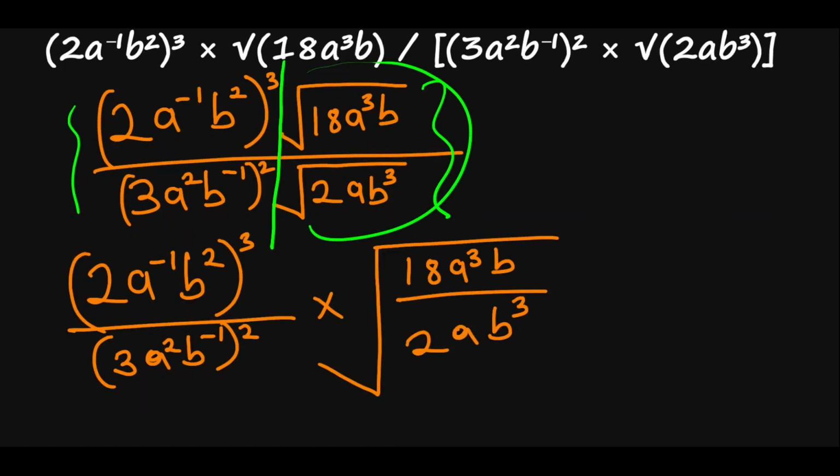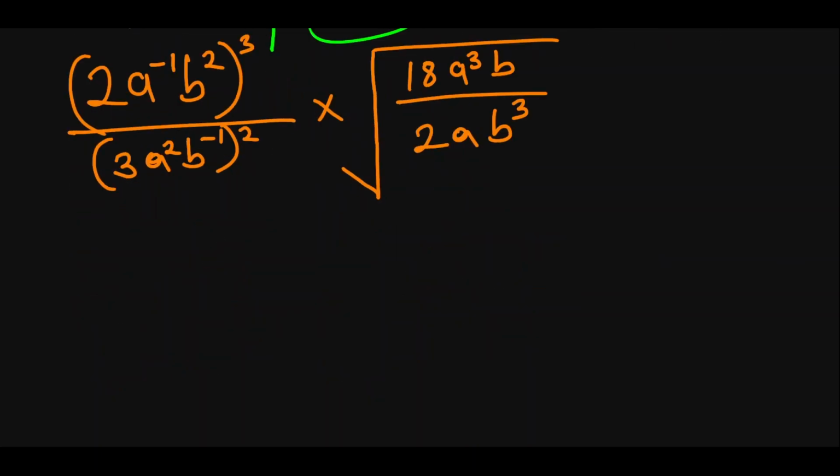So as you can see, we now have (2a^-1 b^2)^3 over (3a^2 b^-1)^2, then times root 18a^3 b over 2ab^3. So what I did was not just to split it, I combined both roots. Why? Because both of them meet the criteria for combination of roots like we explained before. They are both bearing the badge of the multiplication family because they are dividing themselves, and they are both inside the root signs themselves. So that's why we could combine them. So now let's start solving based on the laws.